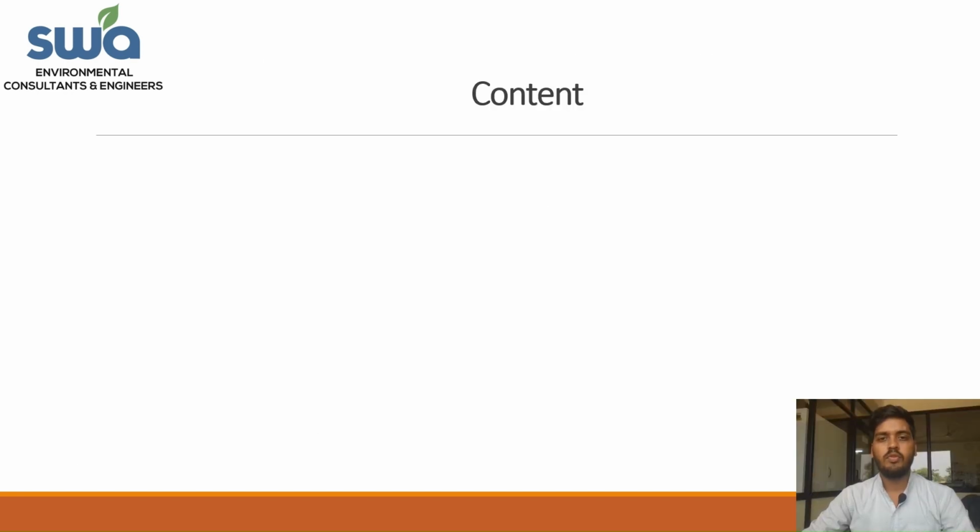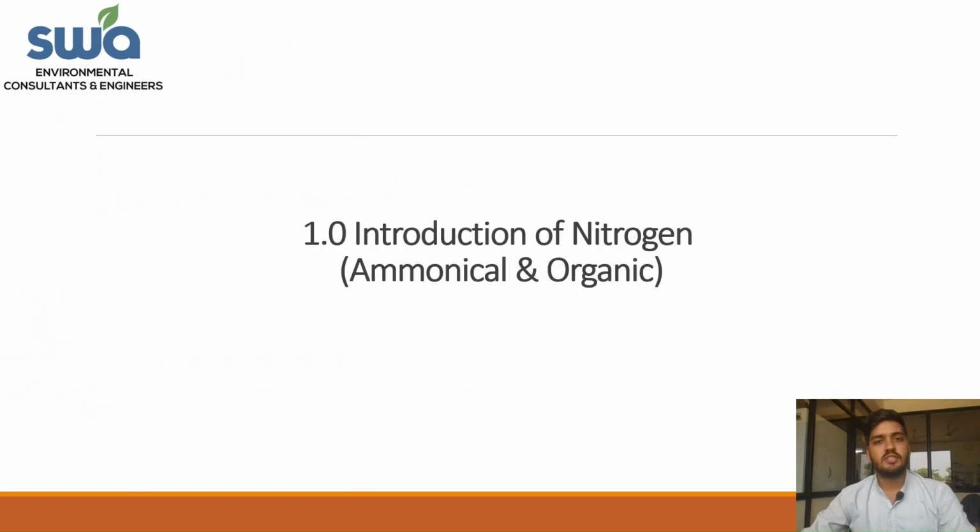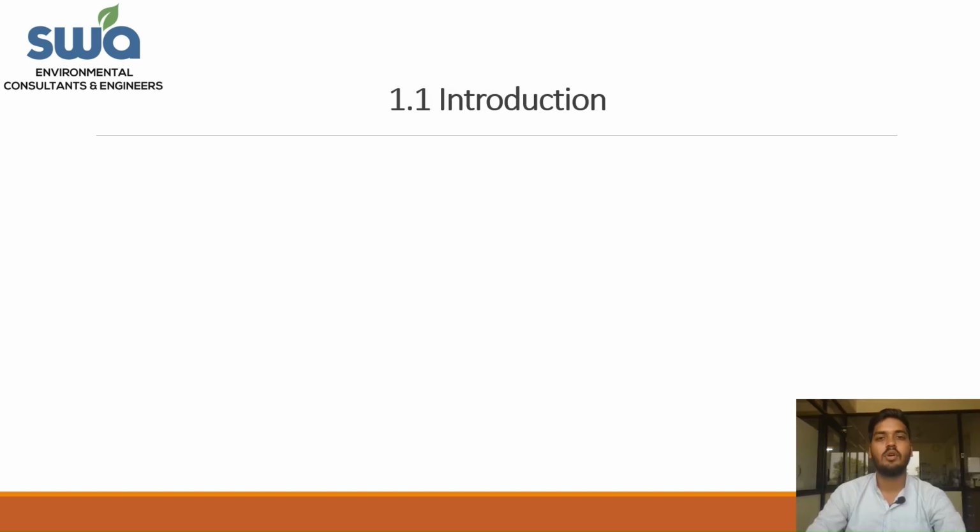So in this video, we will see the introduction of ammonical nitrogen and organic nitrogen. Then we'll understand the principle of measurement for both. Then we will see which equipment will be required to perform the procedure. And then we will understand the procedure of analysis in two parts. In the first part, we will see the analysis of ammonical nitrogen, and in the second part, the analysis of organic nitrogen. Then we will move to the calculation, and lastly, we will discuss measurement uncertainty. So let's start with a brief introduction of ammonical nitrogen and organic nitrogen.